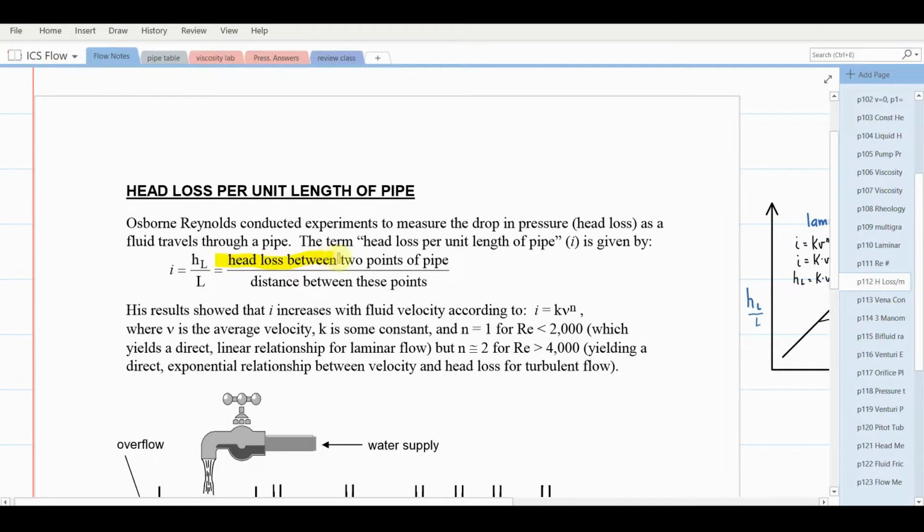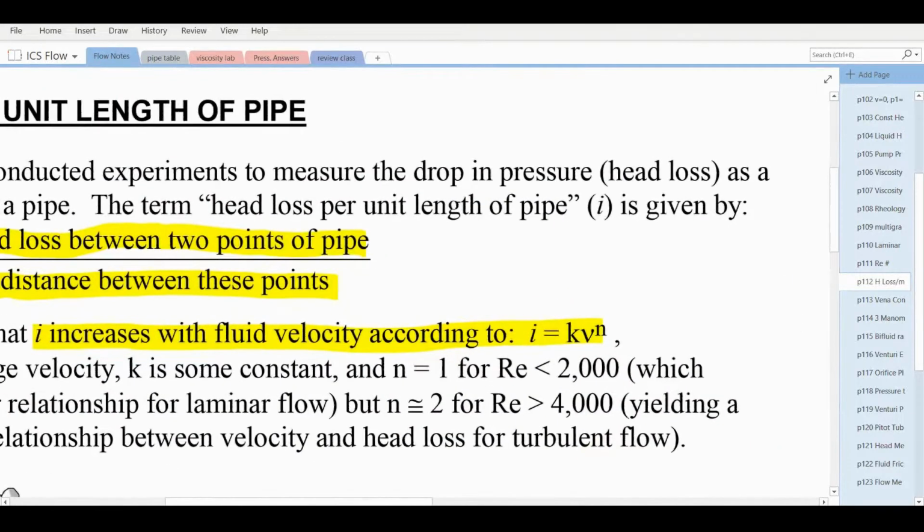The head loss or pressure drop between 2 points along a pipe divided by the distance between those 2 points is the head loss per unit length, for example, pascals per meter. And we're giving this the symbol I. And I increases with fluid velocity according to the relationship shown here, K times V to the N.